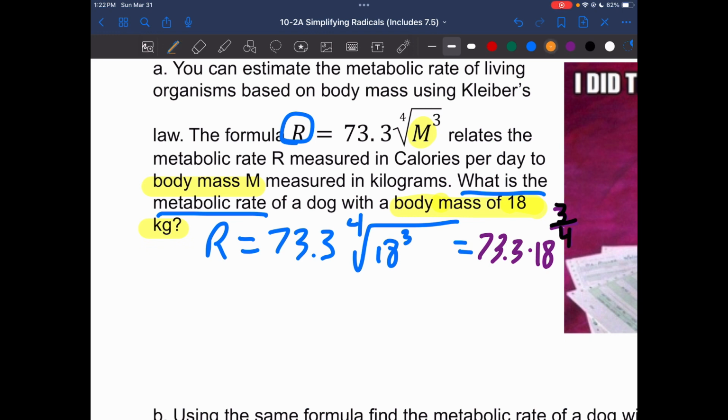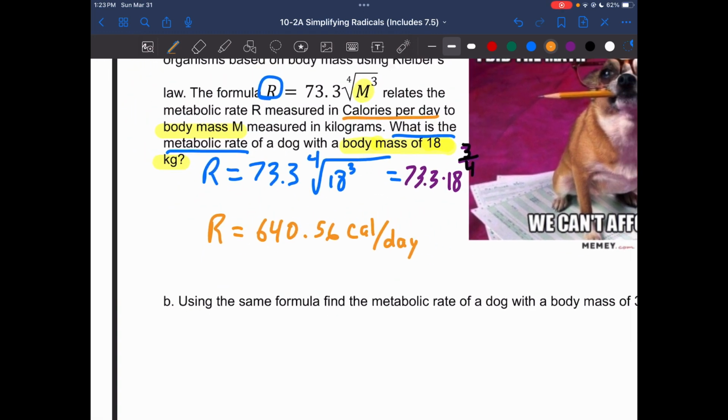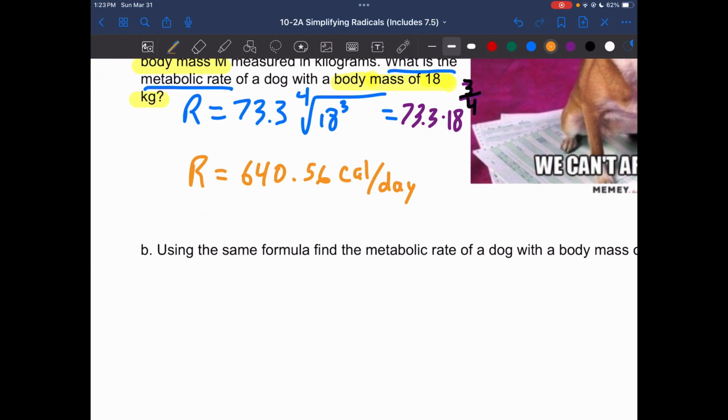It's a little easier to just do it as the fractional, the rational exponent route. So now let's do our math on it. You need to multiply 73.3 times 18 to the 3/4 power, and your calculator will tell you 640.56, and our units, we were told, are calories per day. Calories per day. Okay? So now letter B tells us we're going to use the same formula with a dog for a dog with a body mass of 35 kilograms. So we are going to do the exact same work.